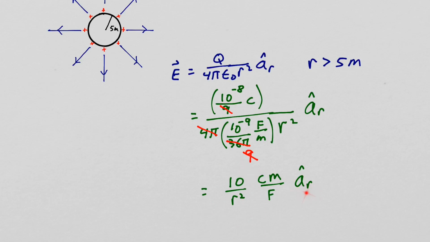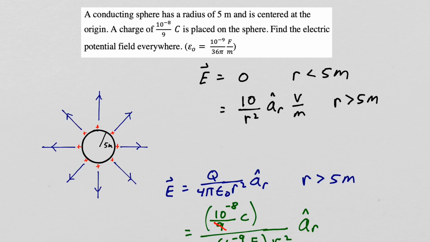A farad is a coulomb per volt. We'll get to that later when we talk about capacitors. The coulombs cancel. If you put r in meters, you'll have meter over meter squared times volt, so the units are going to be volts per meter. So now we have the electric field intensity everywhere.